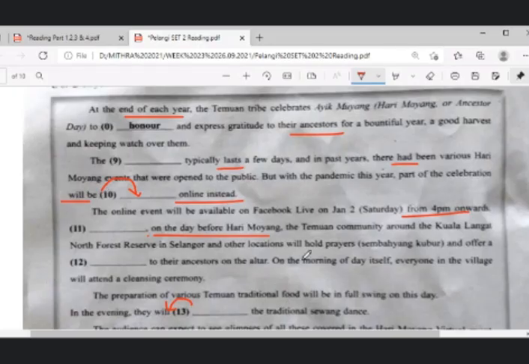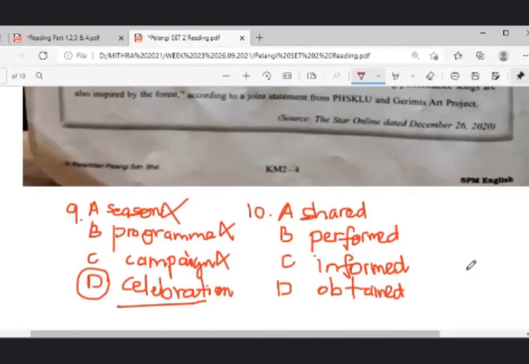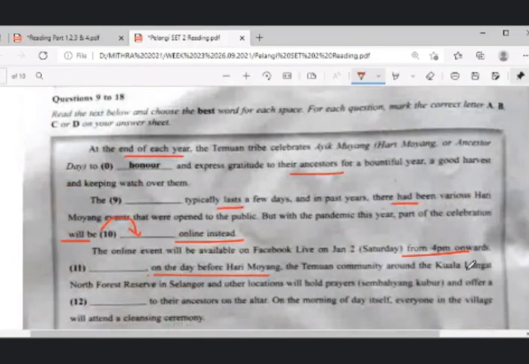Okay, so will be what? What do you think the answer for this? Will be shared, will be performed, will be informed, or will be obtained? So what do you think the answer for this question? Okay, quite a number of you. I'm still waiting. What do you think the answer for this?